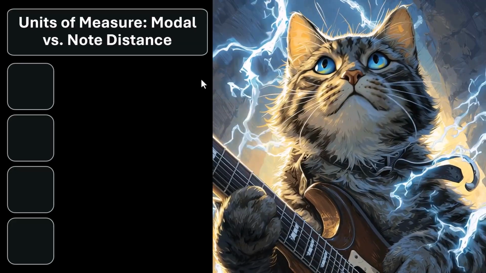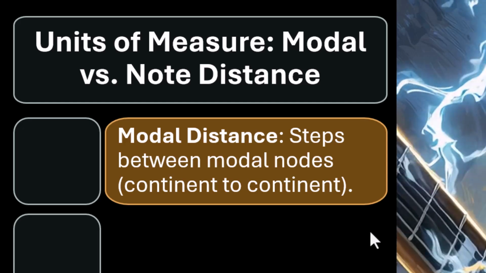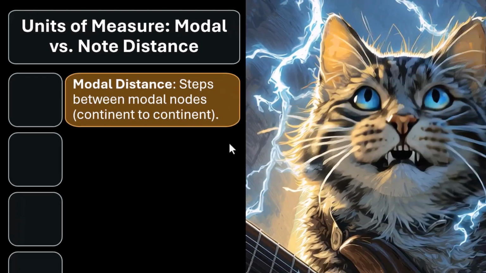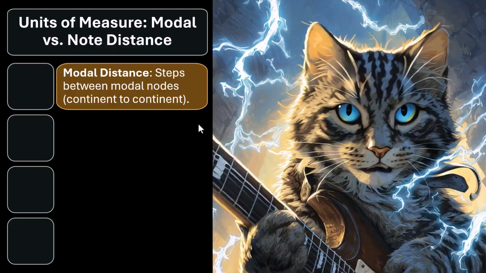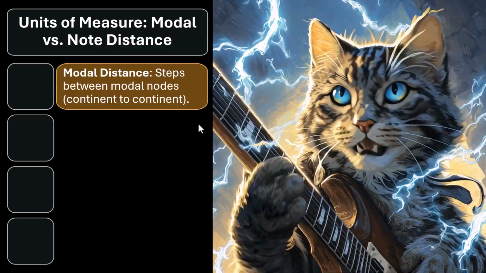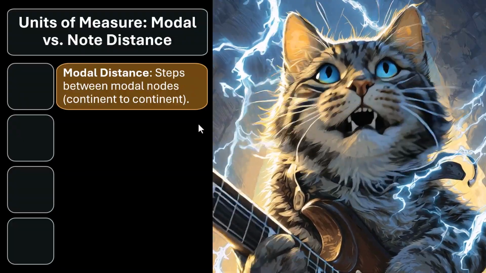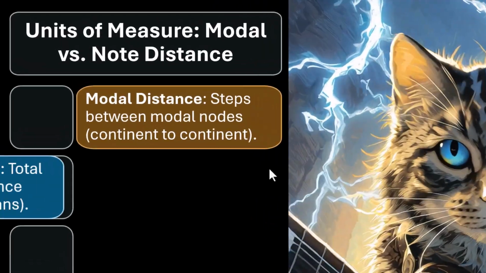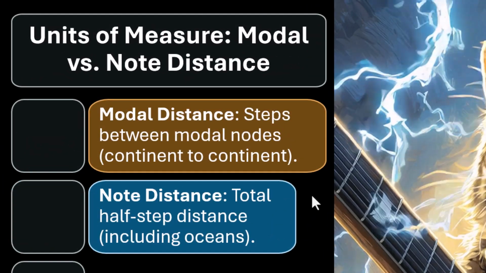So, units of measure: modal versus note distance. Modal distance: steps between modal nodes, continent to continent. In other words, I'm going to make up this new term, modal distance, which is in essence the same as the scale degrees, but the scale degrees are off by 1, which causes all kinds of problems. So even if you use scale degrees, just realize they're kind of like off by 1. Note distance: total half-step distance, including oceans.